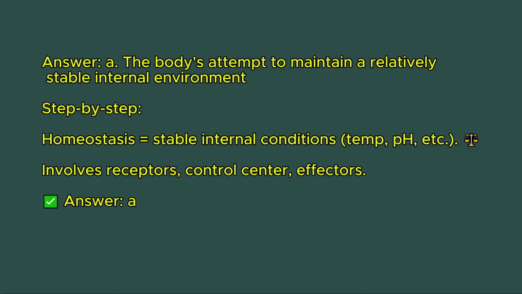Answer: A. The body's attempt to maintain a relatively stable internal environment. Step by step. Homeostasis means stable internal conditions: temperature, pH, etc. It involves receptors, control center, effectors. Answer: A.